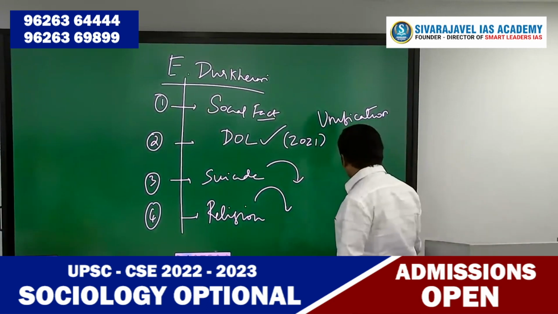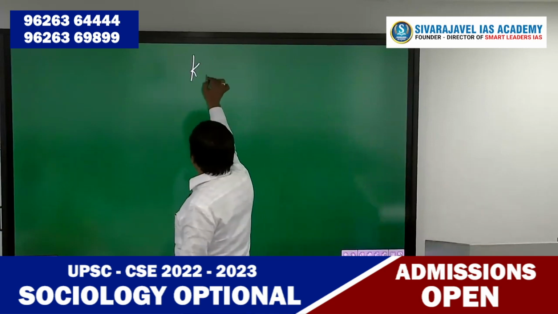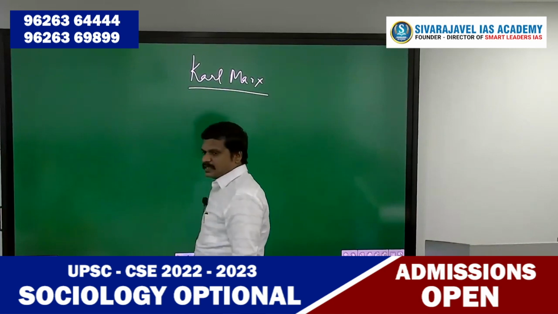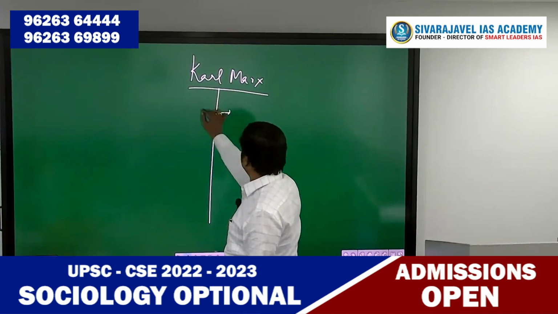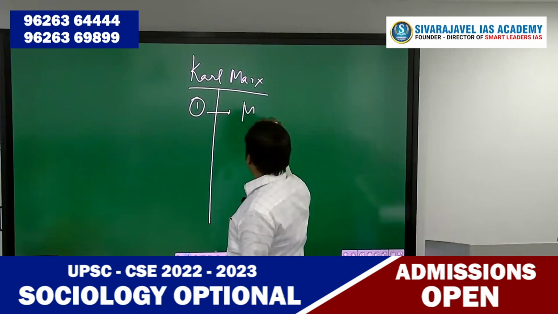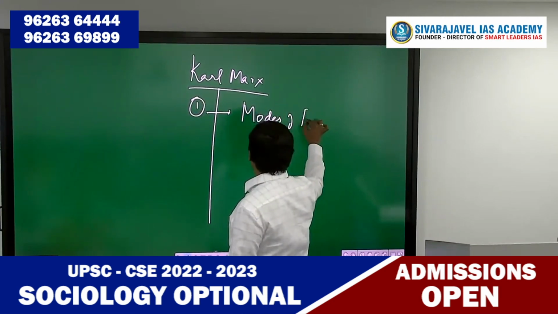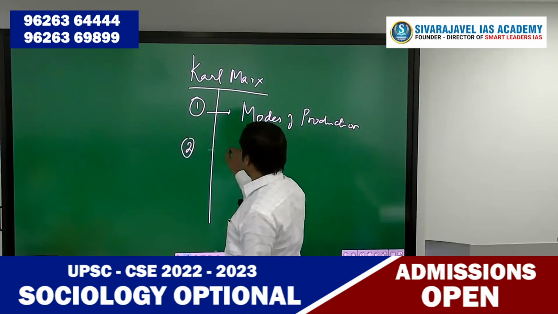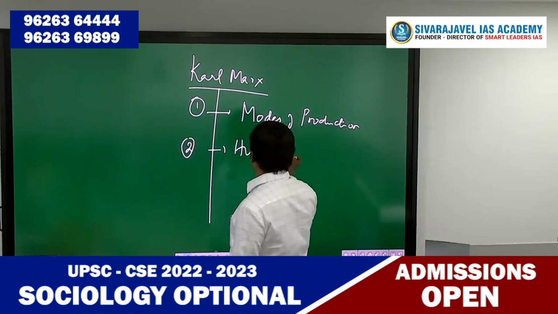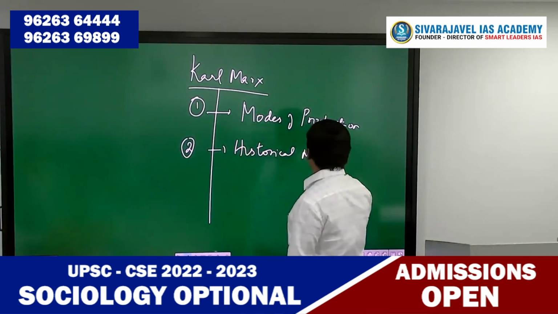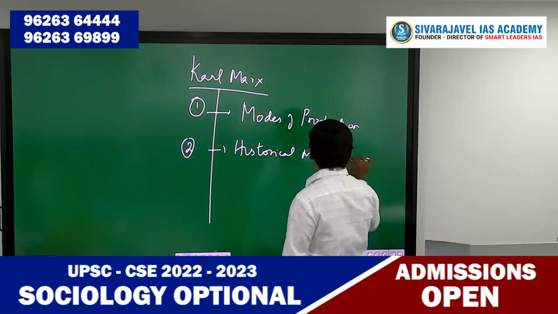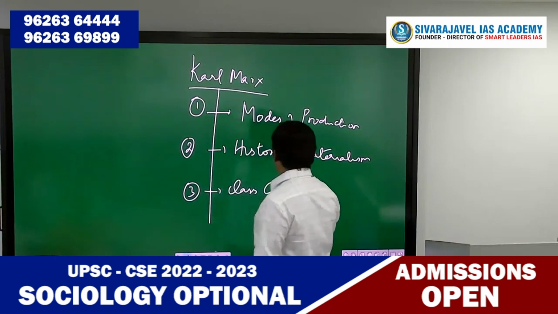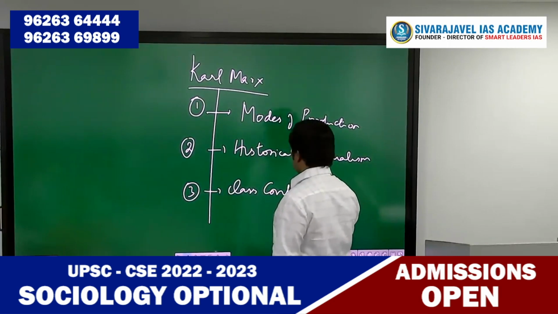Now next is Karl Marx. Karl Marx. Modes of production, historical materialism, class struggle, class conflict, alienation.